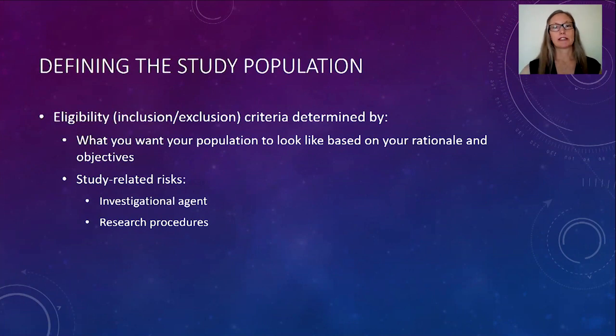As I described previously, the eligibility or inclusion and exclusion criteria are specific criteria that each person must meet to be eligible for enrollment in the study. This section should be constructed to narrow down exactly how the study participants will look based on your study rationale and objectives. For example, if you're studying a treatment for a pediatric disease, your study participants will likely all be children. The criteria will also serve to weed out individuals who may be at increased risk if they participate in the study, either due to risks of the investigational agent or of the study procedures.